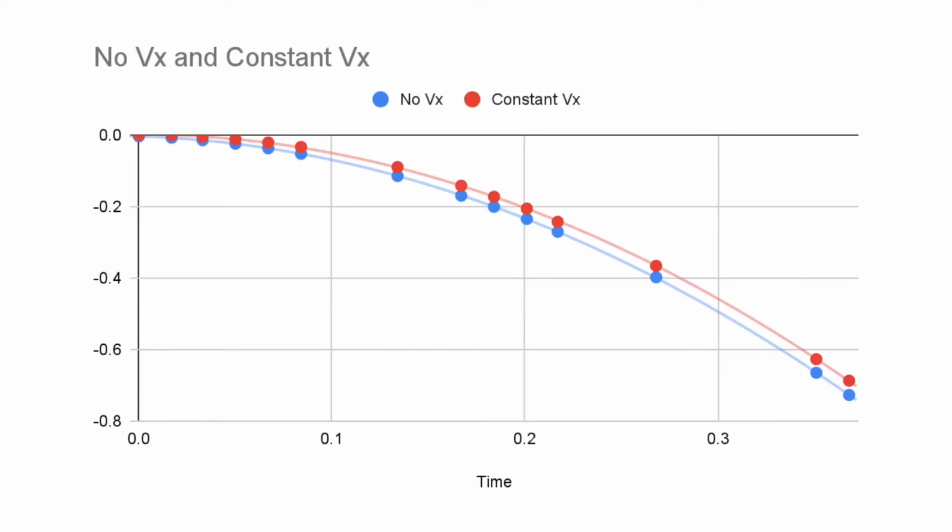Now, here are the position plots for the two examples that we looked at. The blue line is the example with no horizontal velocity, and the red line is the example with the constant horizontal velocity. And this is their y position. Again, notice how close they are. There is some discrepancy, some difference in their positions, but again, this is within the margin of error, and it can result from the ball accidentally having some initial velocity in the y direction. But they're really close, and in an ideal situation they would be exactly the same.